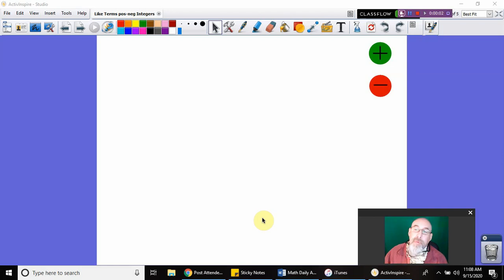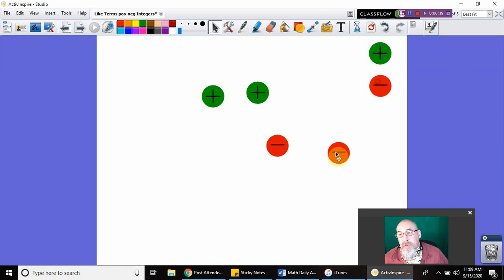Alright, I've had several people say that they've had a little trouble with the whole combining like terms. So I'm going to do a little mini lesson for that. So if I've got some positive chips and some negative chips, and let me just pull out a bunch of these, just some random amounts.